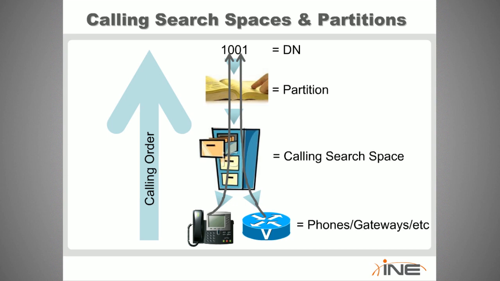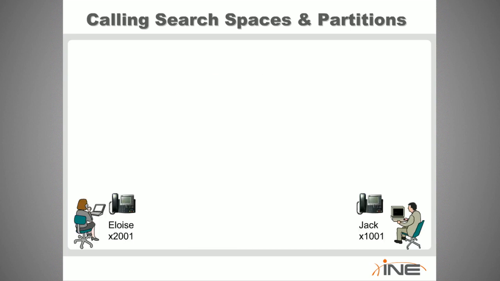So the calling order is the opposite way. It starts at the phone, or the gateway, and it goes up through the filing cabinet, looks in the directories, and then tries to find an actual pattern or directory number. Remember, we said CUCM considers DNs or patterns as the same thing.